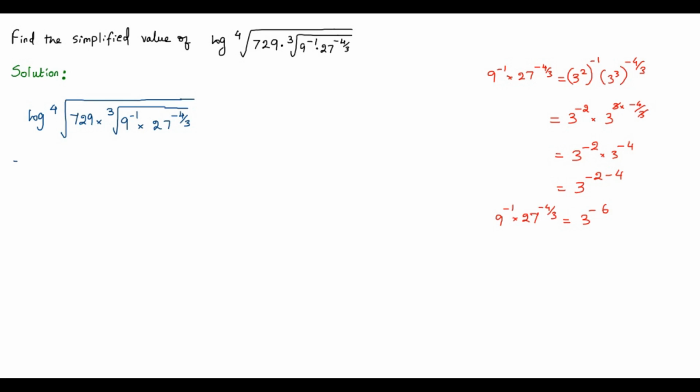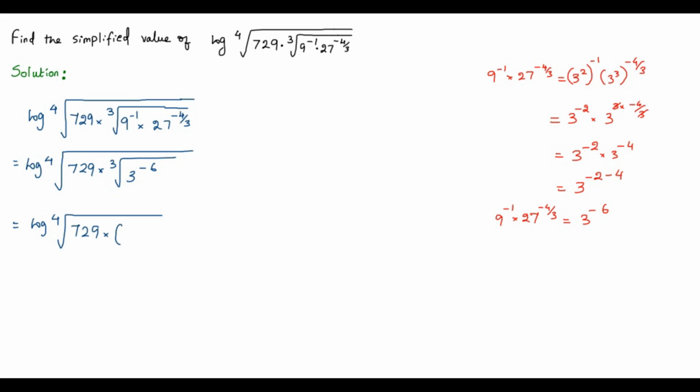So we get log 4th root of 729 times cube root of, so instead of this 9 to the power of minus 1 times 27 to the power of minus 4 by 3, we can write 3 to the power of minus 6. So log 4th root of 729 times this cube root can be written as an exponent, then we'll get the exponent 1 by 3. So 3 to the power of minus 6 whole to the power of 1 by 3.